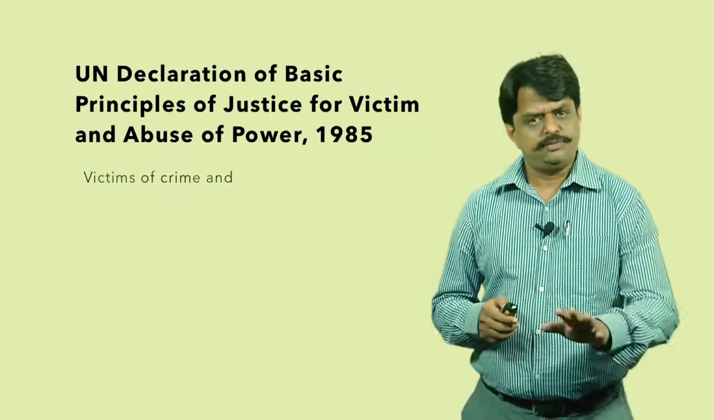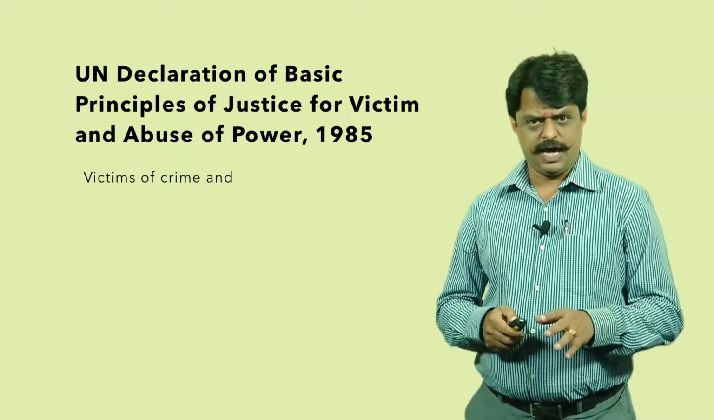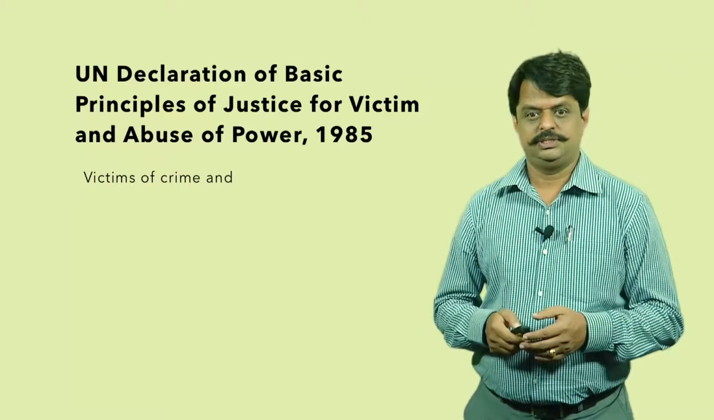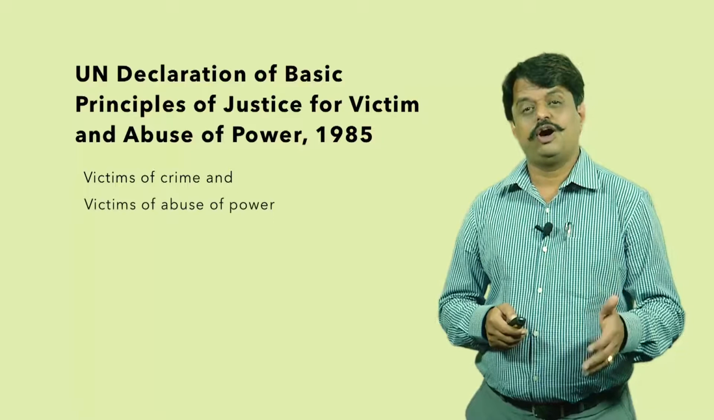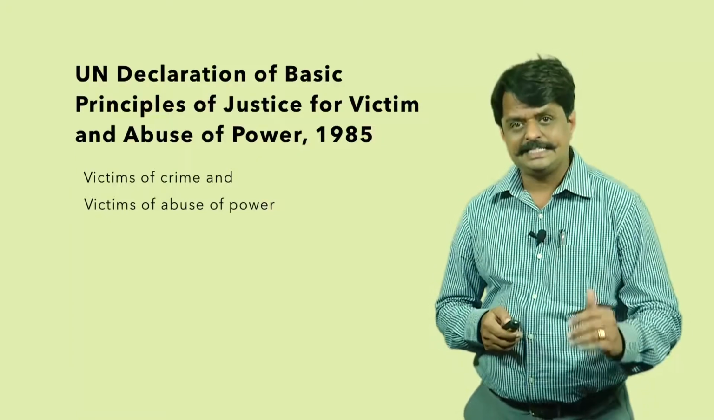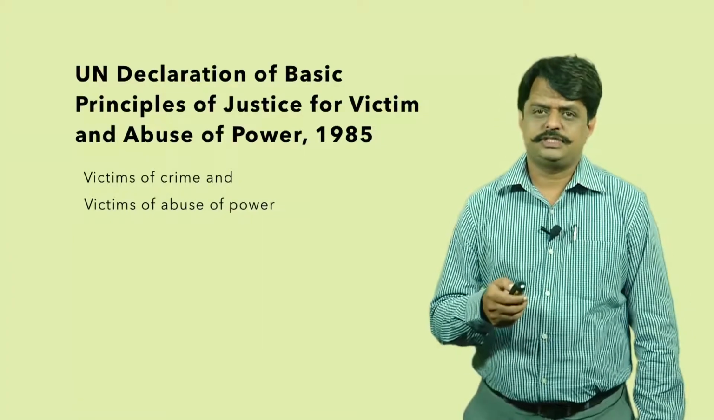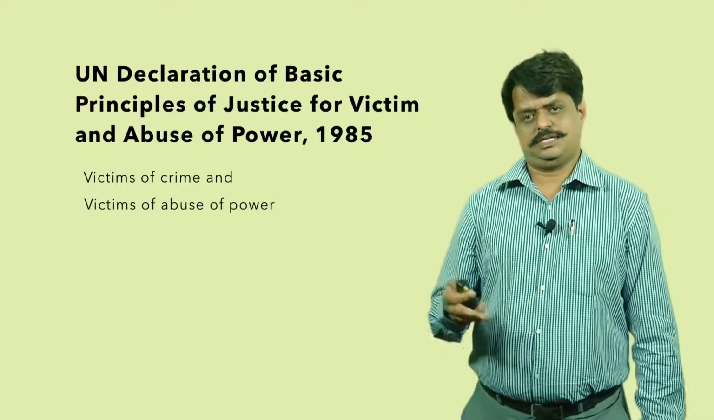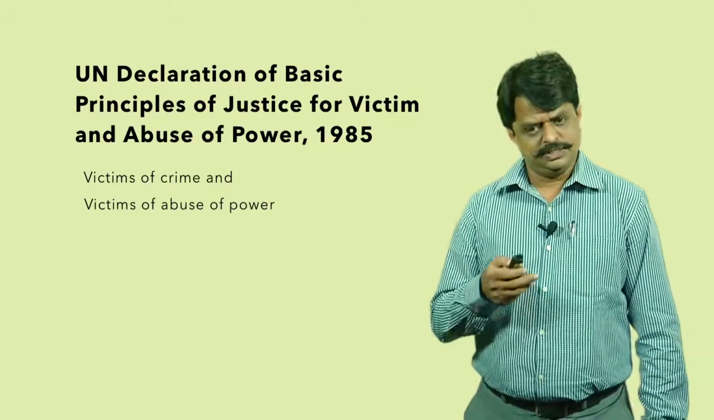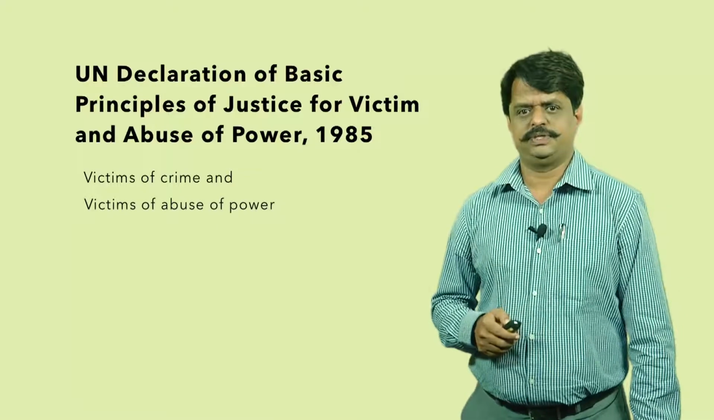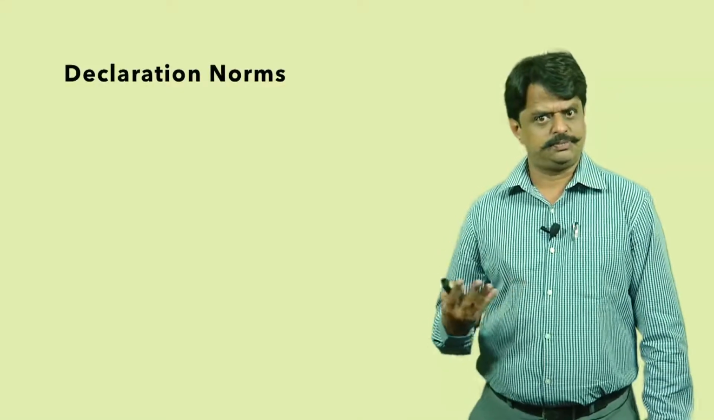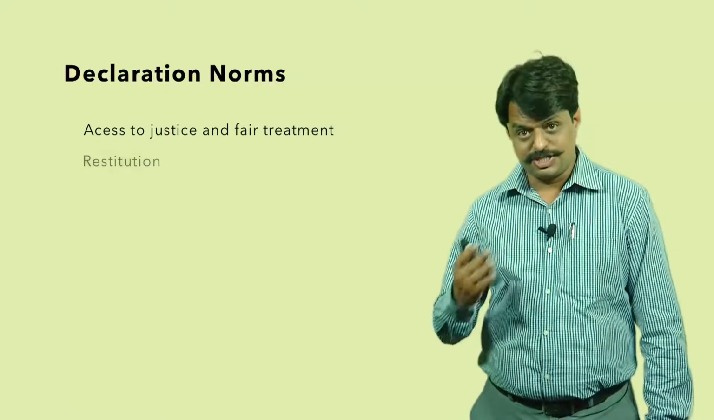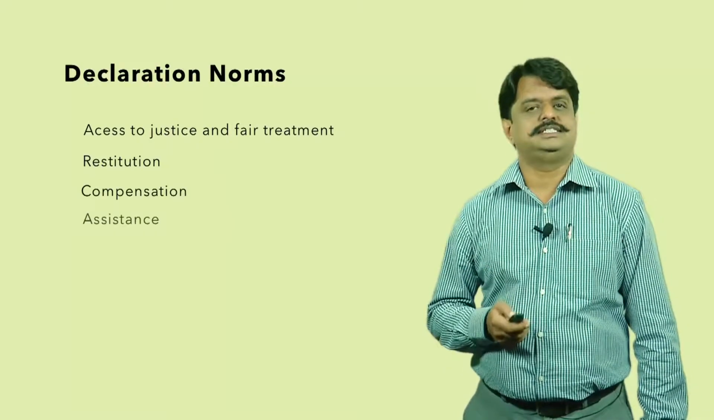The declaration had two focal areas. One is victims of crime, where we are talking about the general IPC sections. The second one is victims of abuse of power, where state excesses occur: the officer of a state who exceeds his power and consequently victimizes a private person, an individual. The declaration has four important aspects: access to justice and fair treatment, restitution, compensation and assistance.